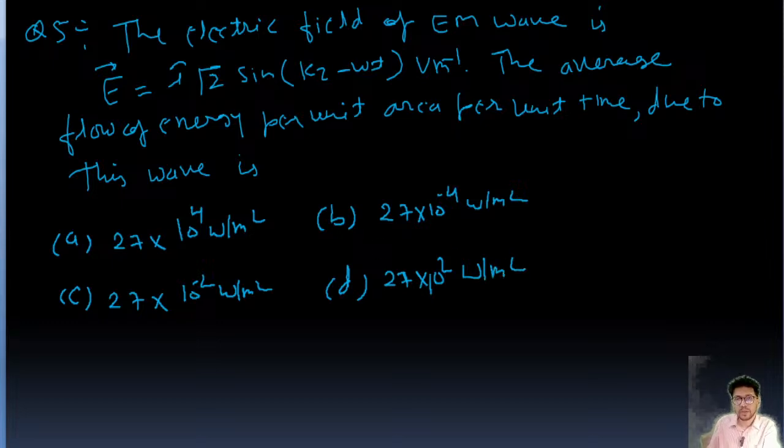Okay, so the electric field of the electromagnetic wave is given, guys, and you need to find the average flow of energy per unit area per unit time. The flow of energy per unit area per unit time is S, the Poynting vector. Because we know that S, the Poynting vector, is energy per unit area per unit time, that is equal to I.